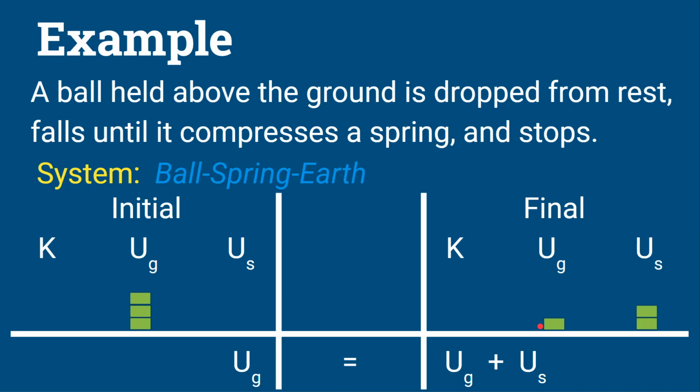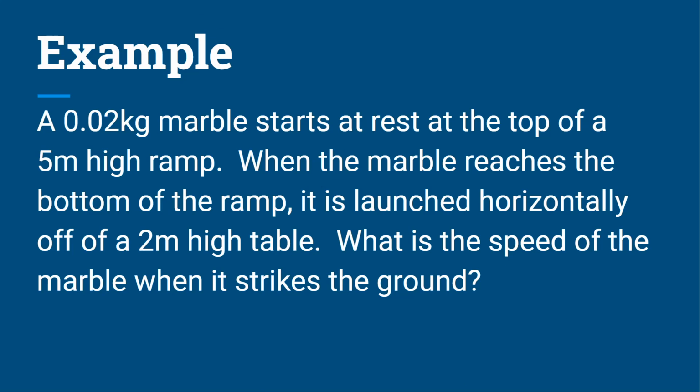All right, so again, that's how you're going to use the bar chart to get that equation, and then we're going to put some numbers to it. So let's go ahead and look at another example that has some numbers to it. This one says a 0.02 kilogram marble starts at rest at the top of a 5 meter high ramp. When the marble reaches the bottom of the ramp, it is then launched horizontally off of a 2 meter high table. What is the speed of the marble when it strikes the ground?